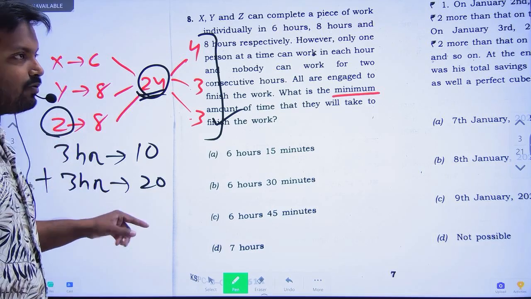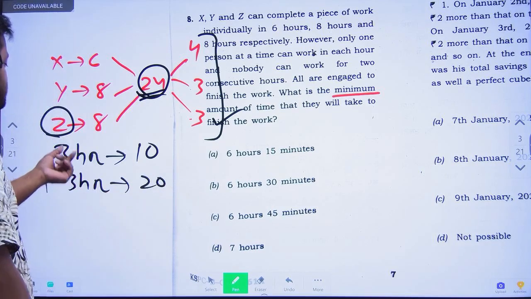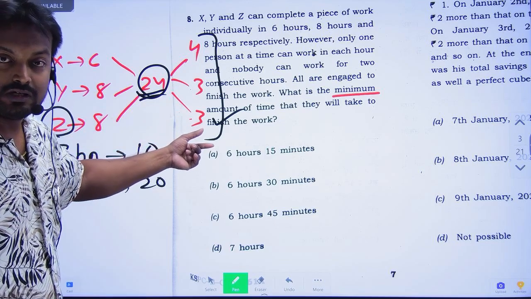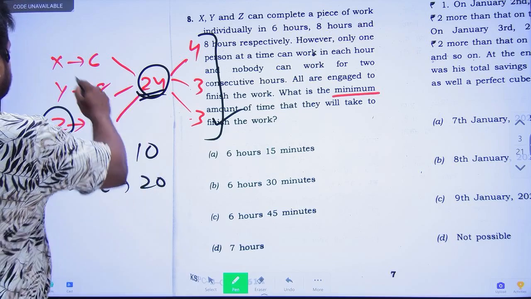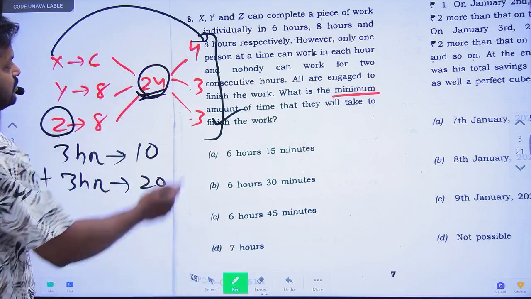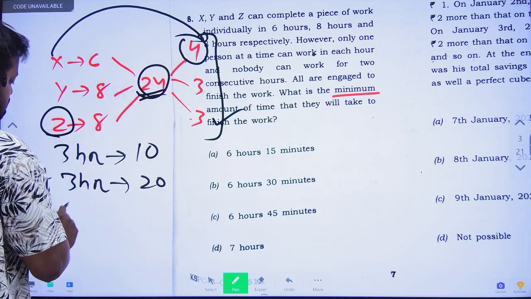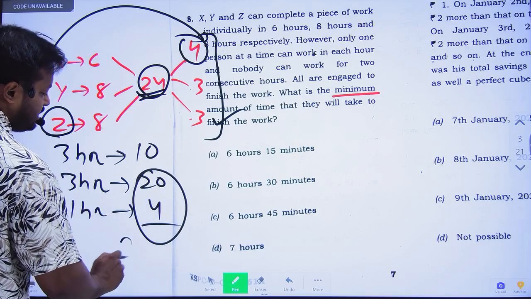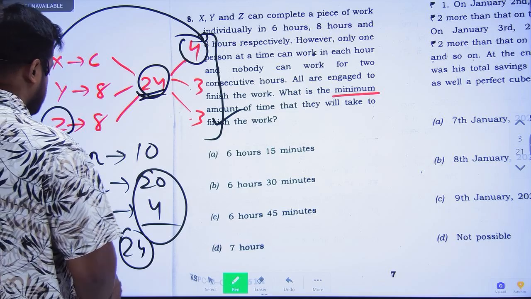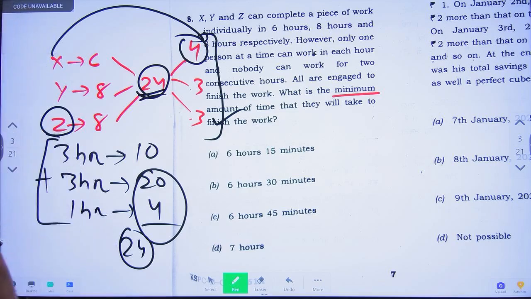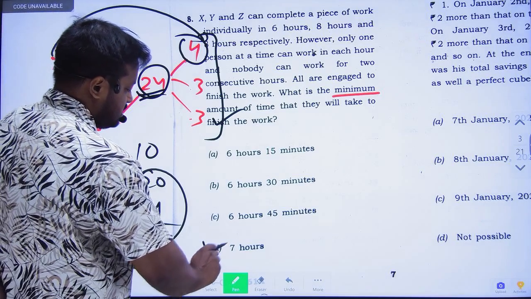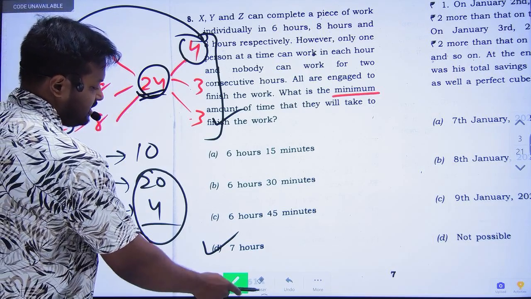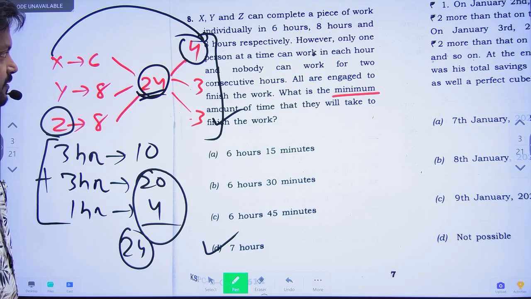So in the 7th hour, because 3 plus 3 is 6, in the 6th hour this person z would have completed the work. So in 7th hour again x will come and x will do 4 units, right? So 1 hour 4 units, so this is 24 units. Option C, 3 plus 3 plus 1, 7 hours. Option D is correct. Fine. Concept of alternate days work.